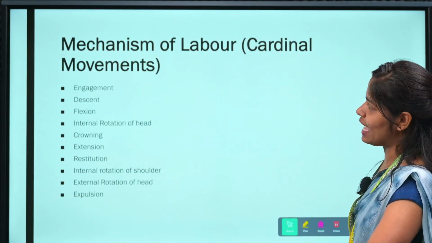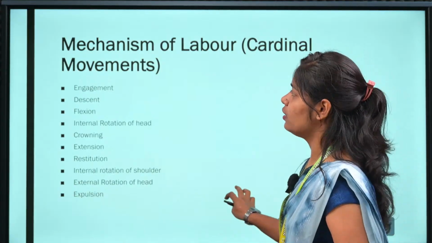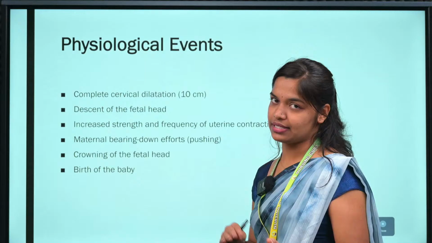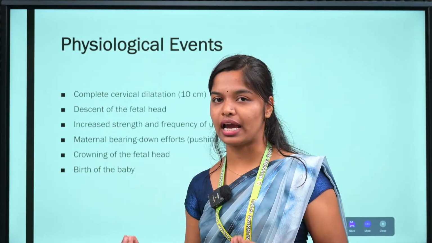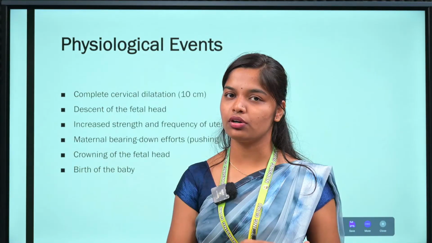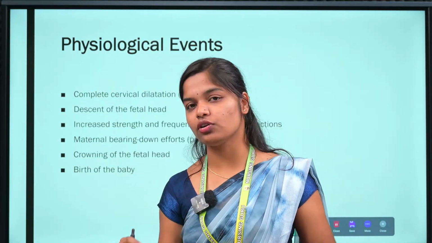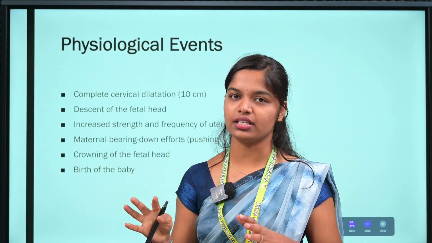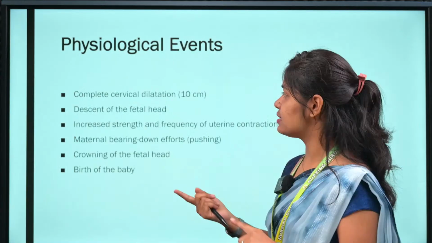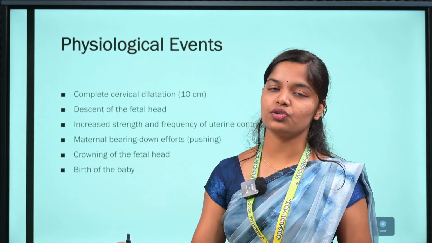Next, mechanism of the labor. This is very important for exam also. First stage and second stage. The first stage is dilatation until 10 centimeter; the cervix is going to dilate. In that, the latent stage is from 0 to 4 centimeter dilatation, and the active stage is from 4 centimeter to 10 centimeter dilatation. Complete dilatation of the cervix will occur in the first stage. The second stage starts from complete dilatation of the cervix to delivery of the baby.